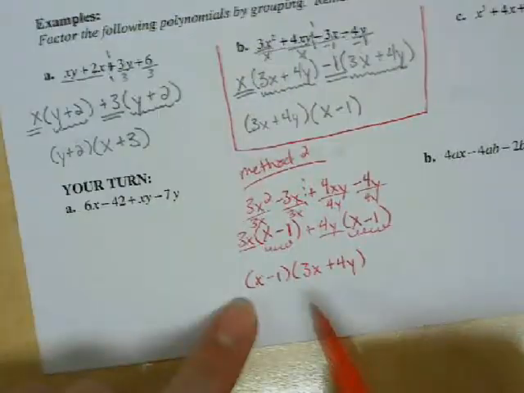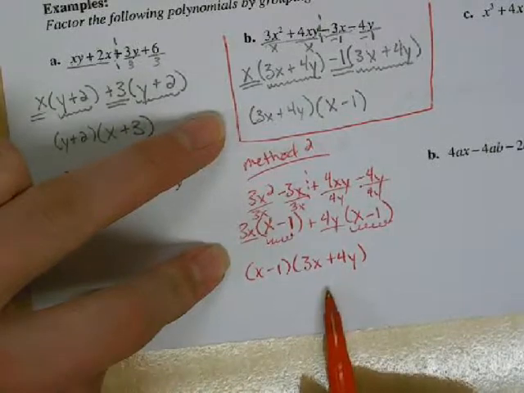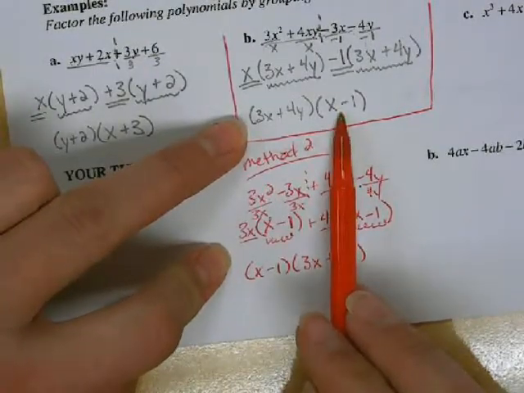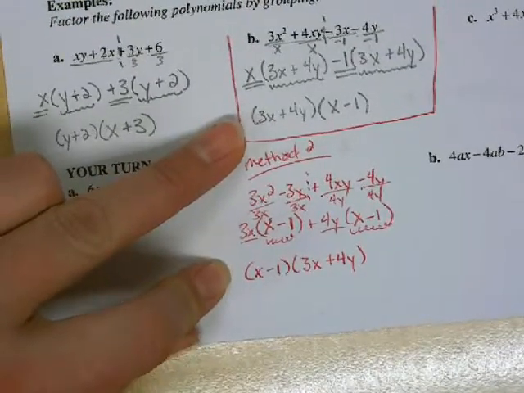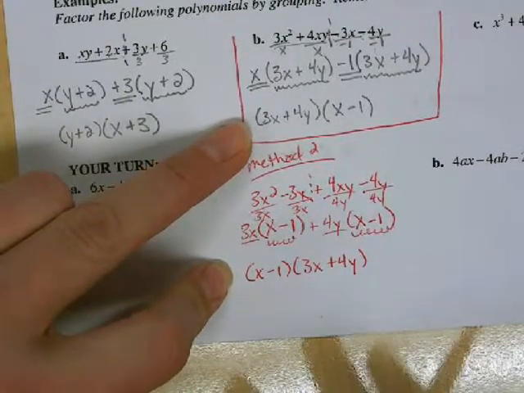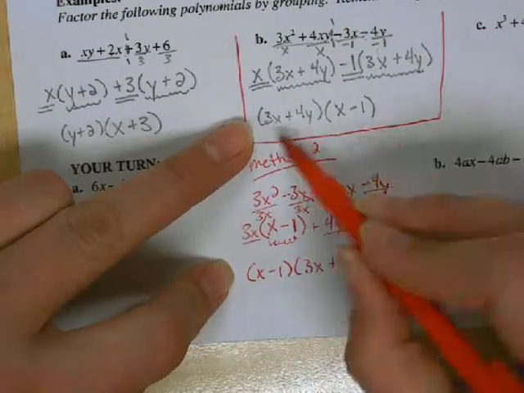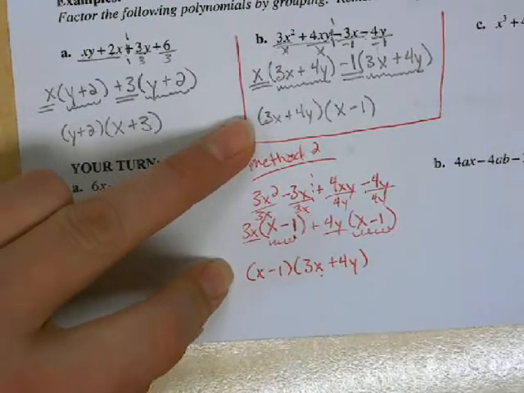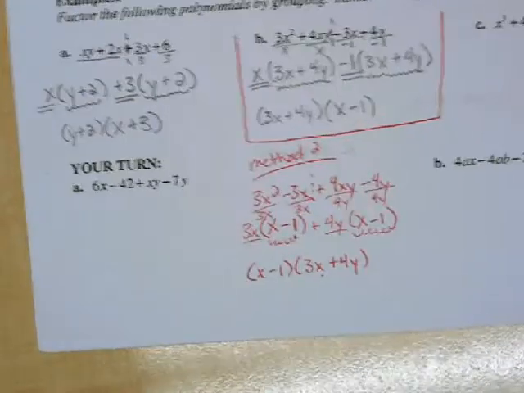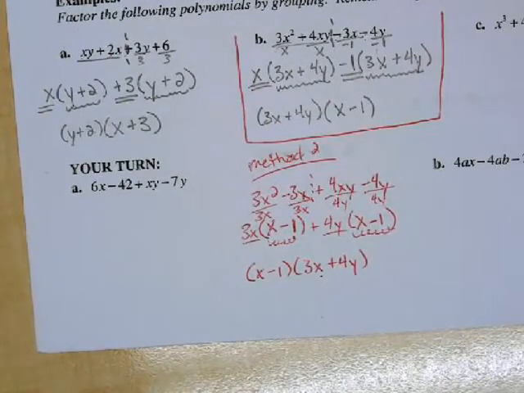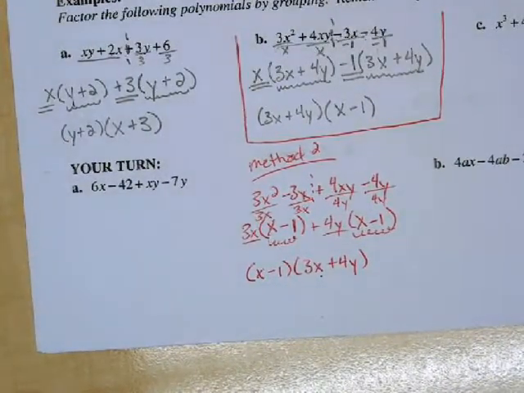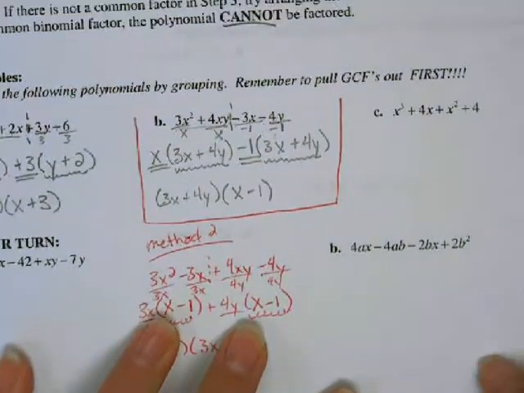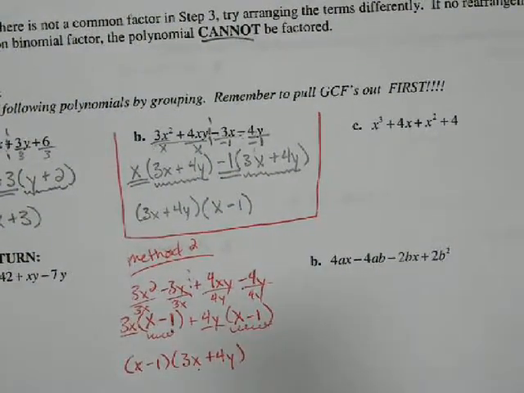Notice that they match. Look at my 2 answers. I've got 3x plus 4y times x minus 1, and x minus 1 times 3x plus 4y. The order in which these things happen isn't going to matter. Multiplication does not matter what order it happens in. 2 times 3 is the same as 3 times 2. Same idea here. They can be written in the opposite order. You're still going to get the same answer. So that's your options there. Remember, you can always rearrange these things. If you see a pattern that makes it look like it might be a little easier for you, go ahead, rearrange them. That's fine.